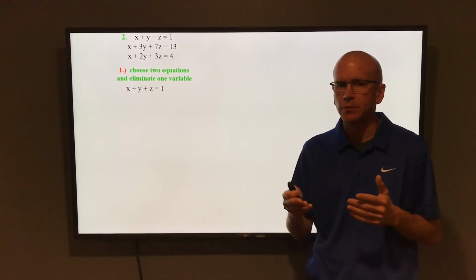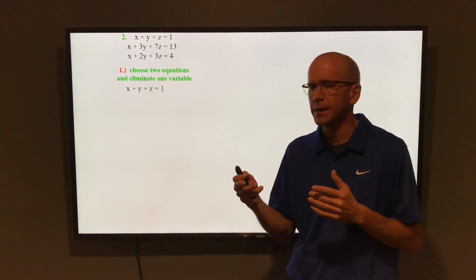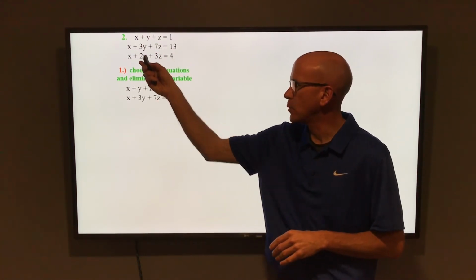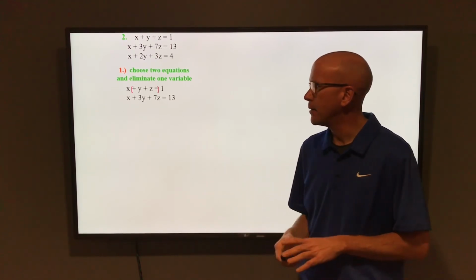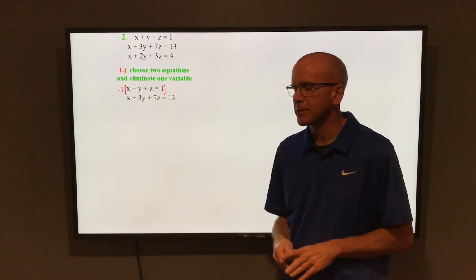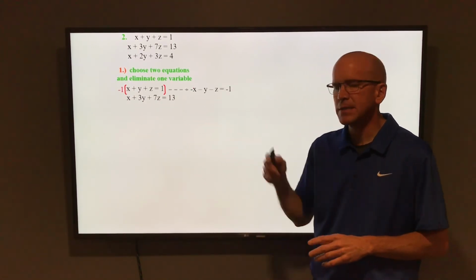You could subtract, you could multiply by something, and then add the equations together. However you do it, just eliminate one of the variables. So I'm going to take the first and second equations, and you can eliminate the x, y, or z. It does not matter. I'm going to multiply that top equation by negative 1, so I'm going to be eliminating the x. If you take the top by negative 1, you get negative x minus y minus z equals negative 1.